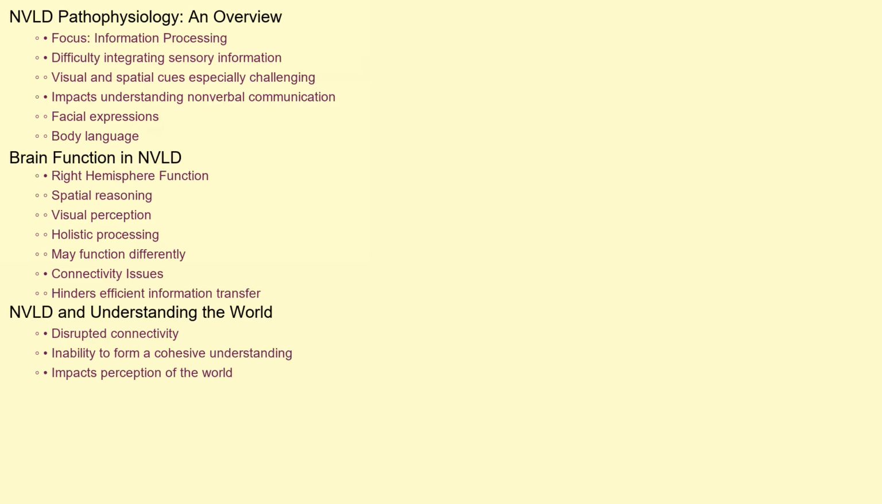The pathophysiology of NVLD centers on how the brain processes information. Individuals with NVLD often have difficulty integrating information from different sensory modalities, especially visual and spatial cues. This can lead to challenges in understanding nonverbal communication, such as facial expressions and body language. The right hemisphere of the brain, which is typically responsible for spatial reasoning, visual perception, and holistic processing, may function differently in individuals with NVLD. There may be issues with the connectivity between brain regions, hindering the efficient transfer of information. This disrupts the ability to form a cohesive and meaningful understanding of the world around them.